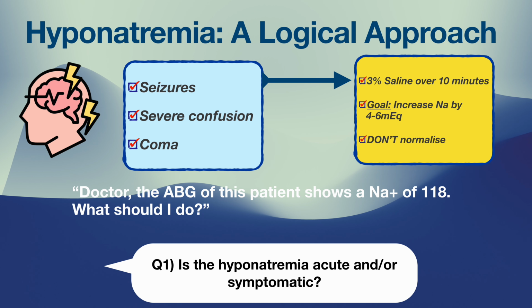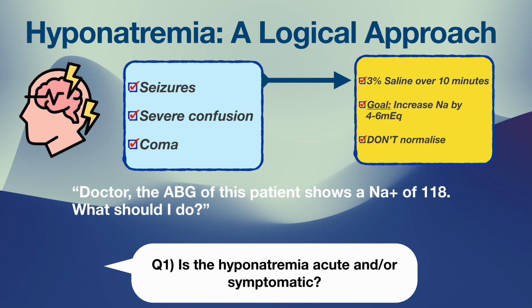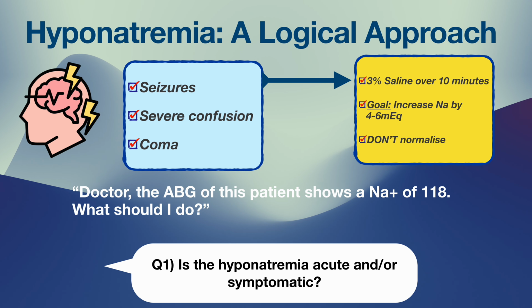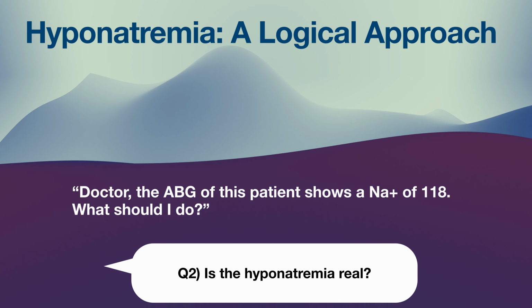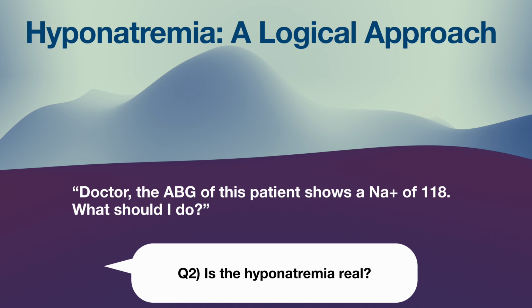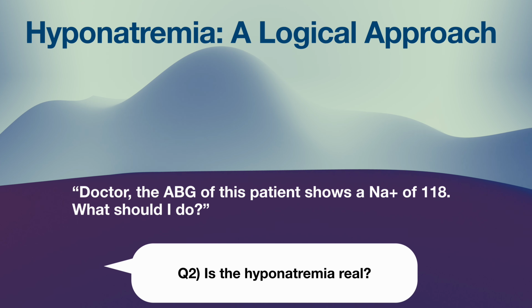And for that, you will give 3% saline over 10 minutes, and our goal is to only increase by 4 to 6 milliequivalents and not try to normalize. And we will keep monitoring the sodium. And if it is not symptomatic, you will then ask the next question. Is this hyponatremia even real? What do I mean by that?